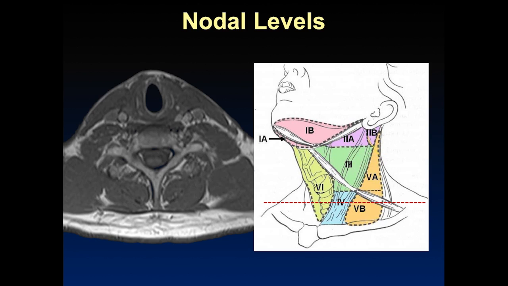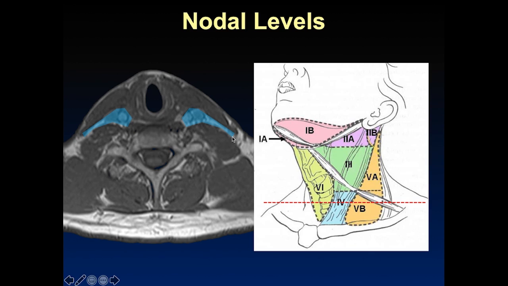As you move a little lower, now we are below the level of the cricoid. Inferior to the inferior margin of the cricoid, we now have level 4. Again, the inferior margin of the cricoid is what separates level 3 and level 4, as shown on this drawn schematic. Your level 4 lymph nodes are your most inferior jugulo-digastric chain lymph nodes.